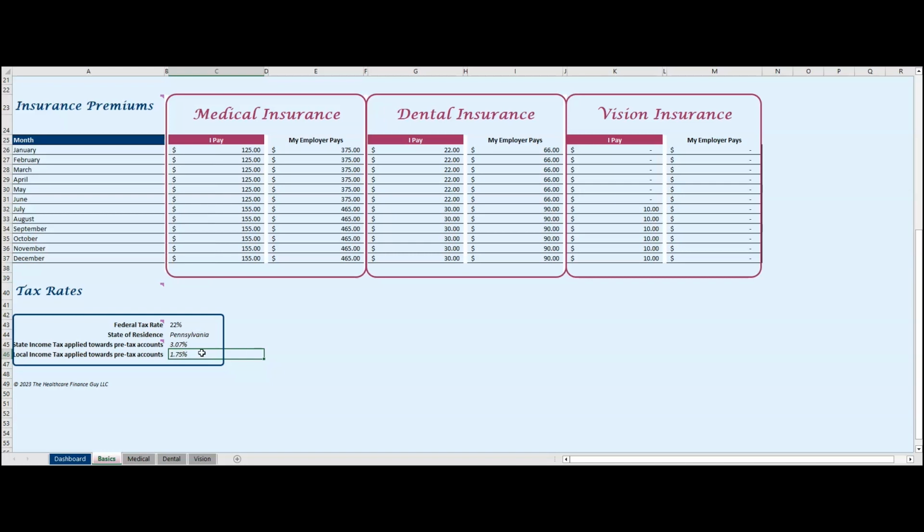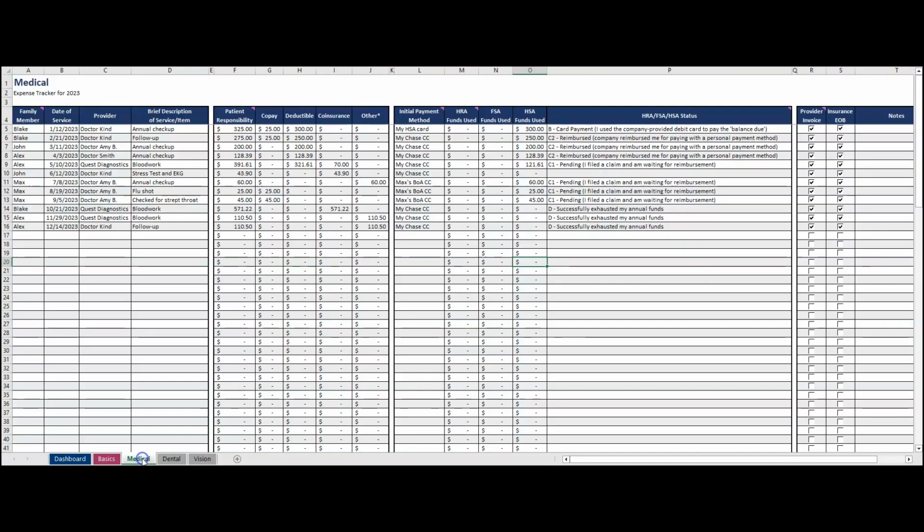All right, that's the Basics tab. Let's move on to the Medical tab. This is the tab that will have all of the details for your medical expenses that you incur in 2023. And we'll go through each column just to make sure you completely understand how to fill this out.